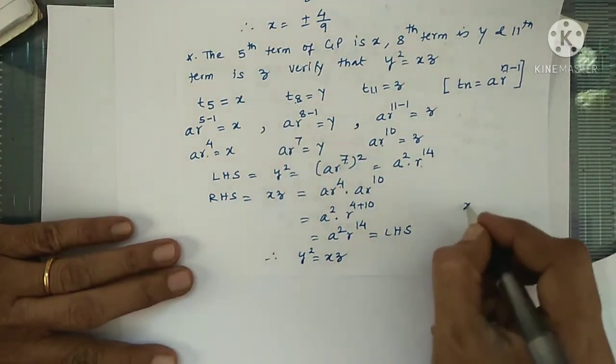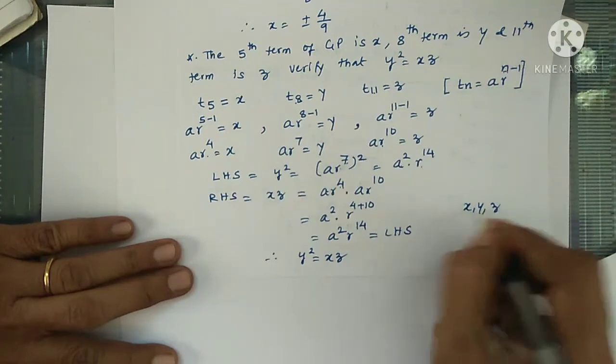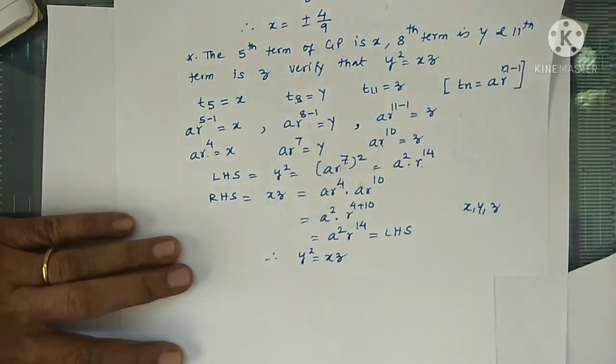So if we have three numbers, say x, y, z, and y square equal to xz, then y is known as geometric mean of x and z. So that we will be studying in the next part. Okay.